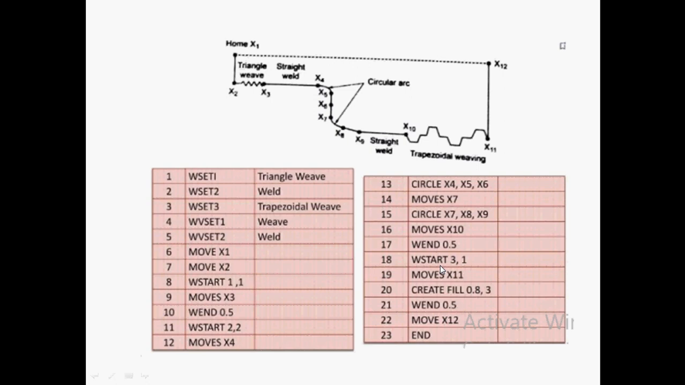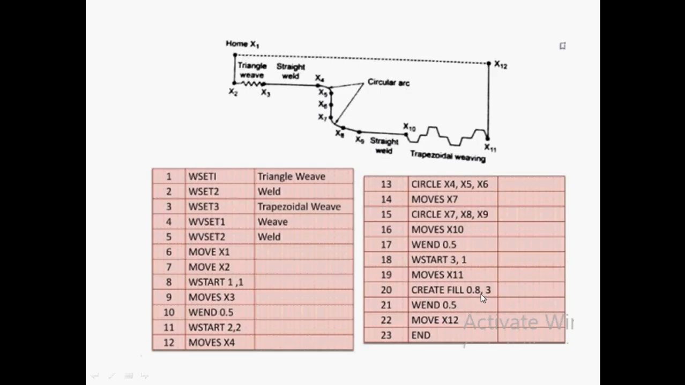Again the next point is about W start 3 1, that is our third station. We are initializing the condition, and we are using the viewing pattern, that is set 2, because we are using the trapezoidal path over here. So that is why W set 3, that is 3 conditions, and 1 will be our view condition. So we can write here W start 3 1, and then moves x10, x11, that is in a straight path. So that's why we write create fill 0.83.